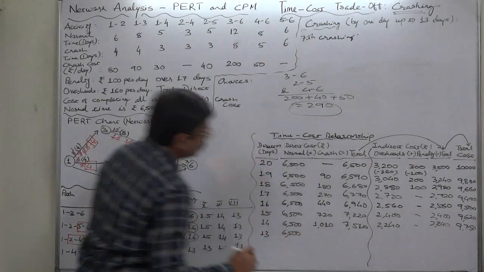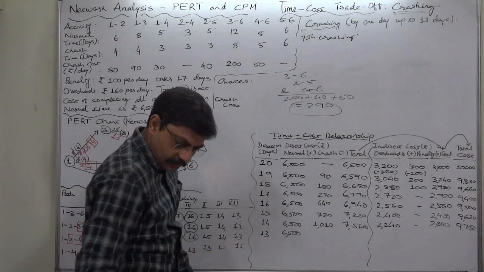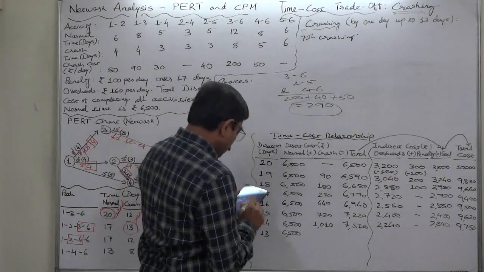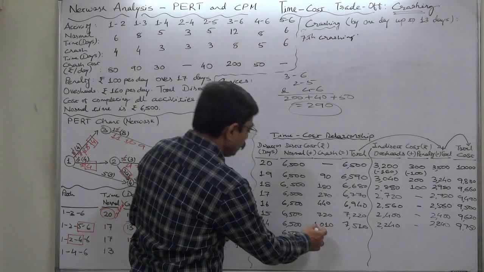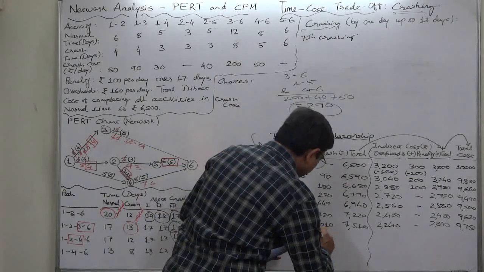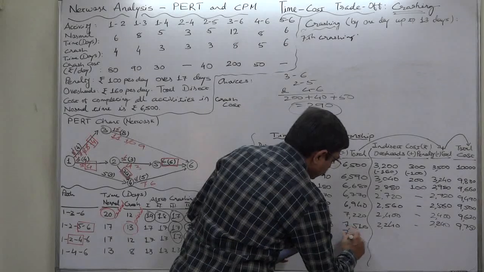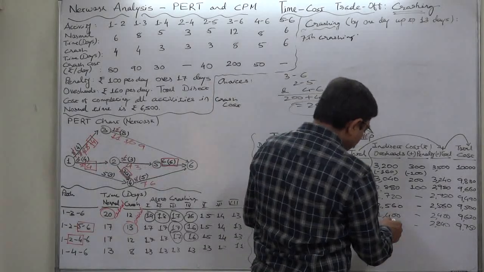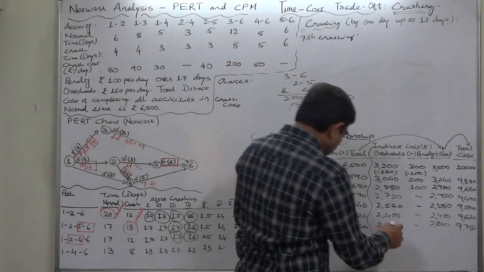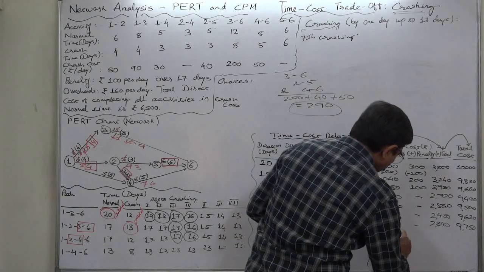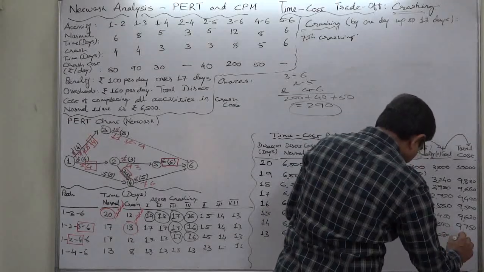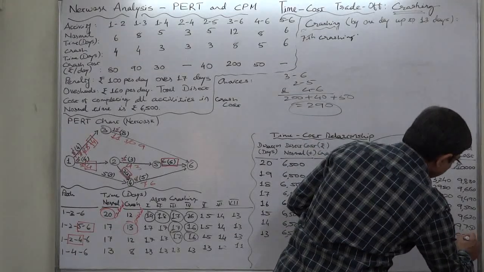6,500 unchanged normal direct cost. Crash cost will be now plus 290, so it will be 1,300. So total direct cost 7,800. Yes, overhead will further be decreased by 160, so there will be now 2,080. And total direct plus indirect cost 9,880.